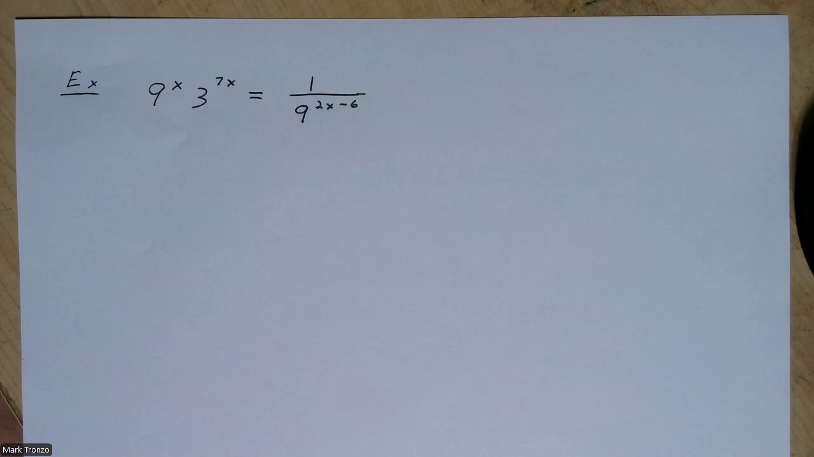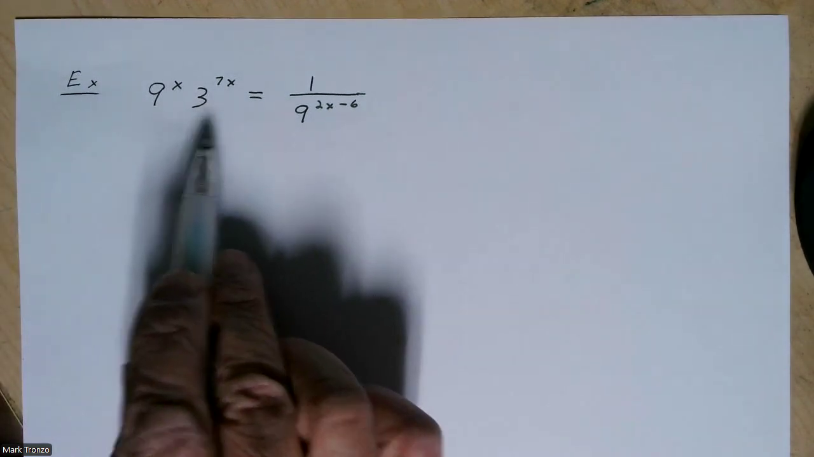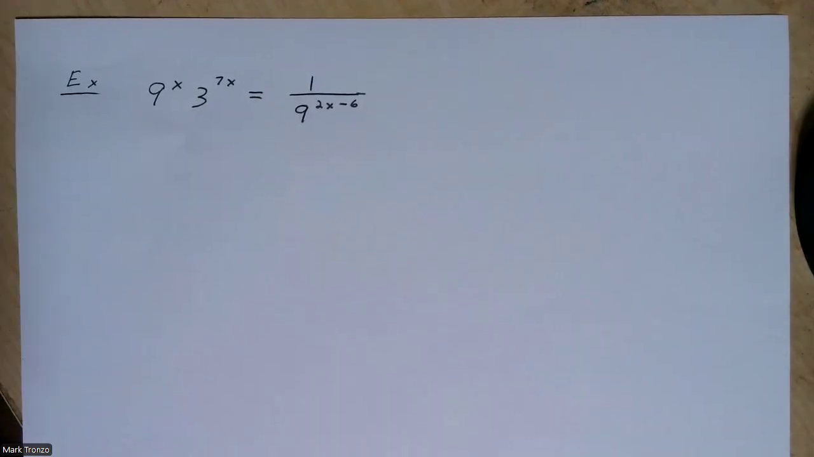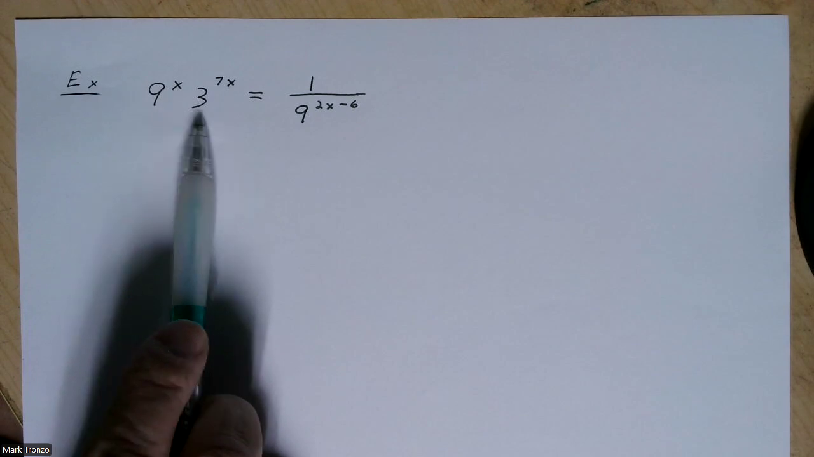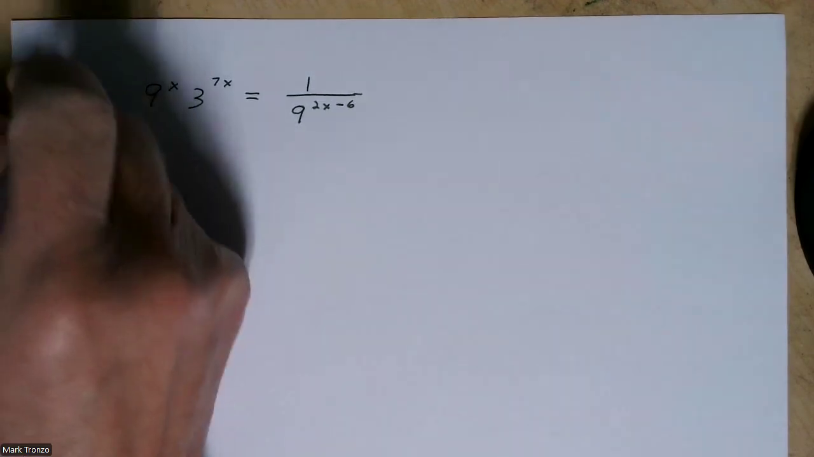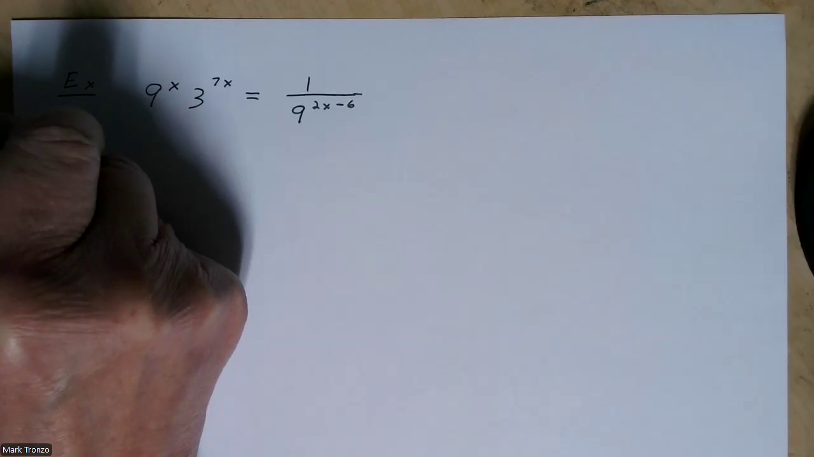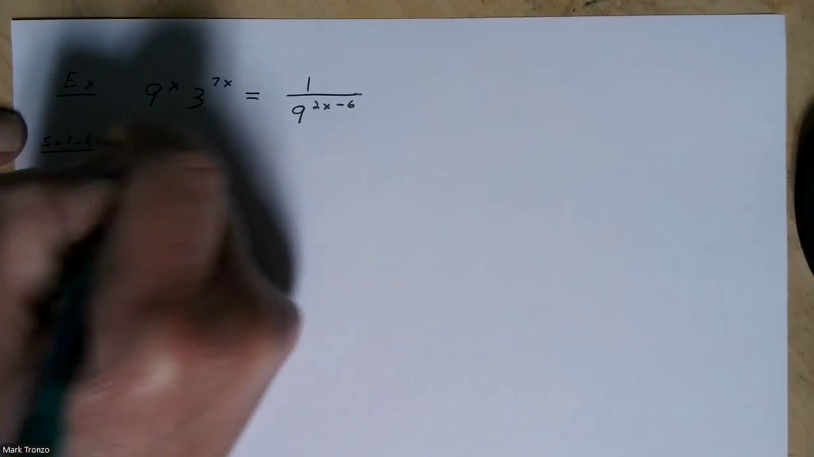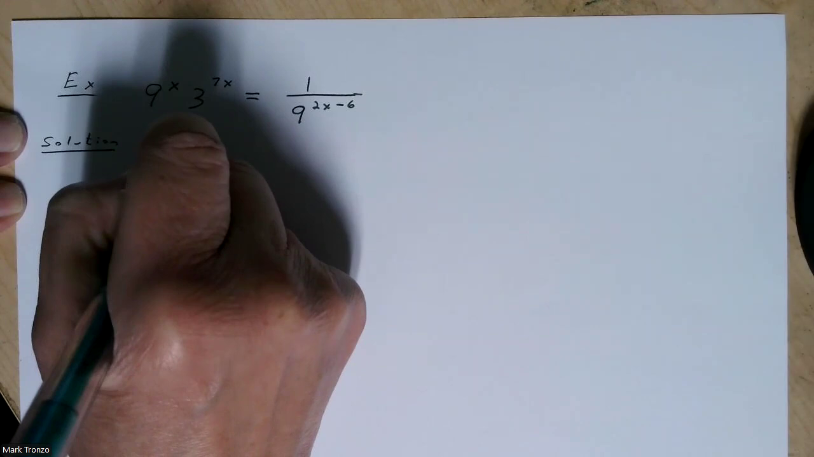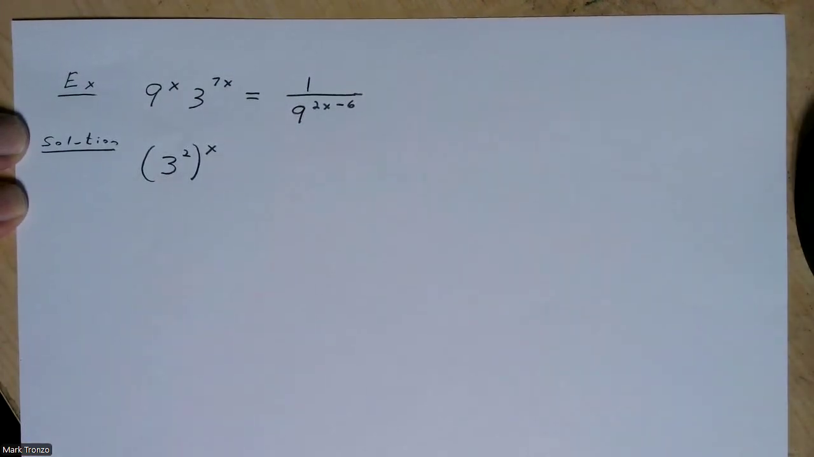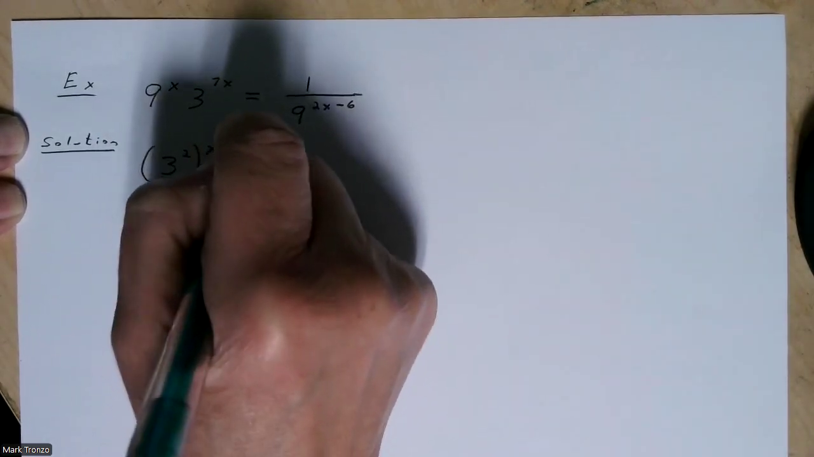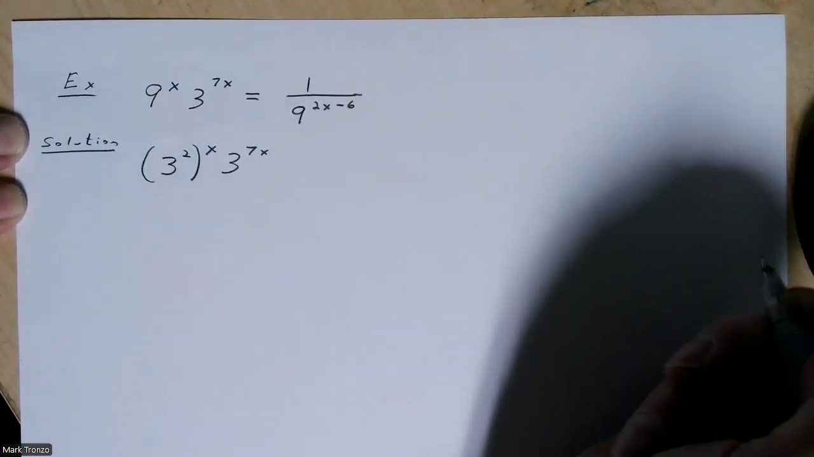Now we're going to need to get the left-hand side and the right-hand side equal. Now, there's probably a lot of ways to do this. I'm just going to pick one particular way. I'm going to turn everything on the left into threes. So on the left here, we can make our 9 into 3 squared. And then, of course, we have 3 to the 7x over here.